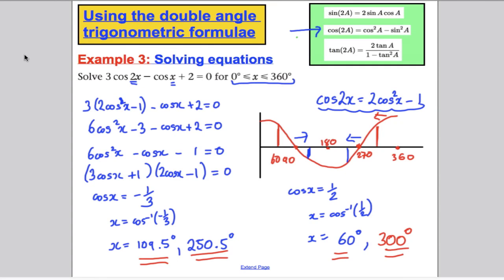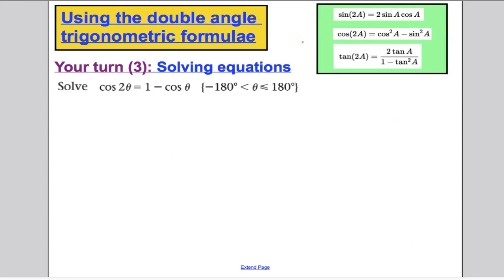Okay, time for you to have a go at one yourself, solving an equation using the double angle formulae. So here you go, pause the video, try this one out, and watch in 10 seconds as I go through.